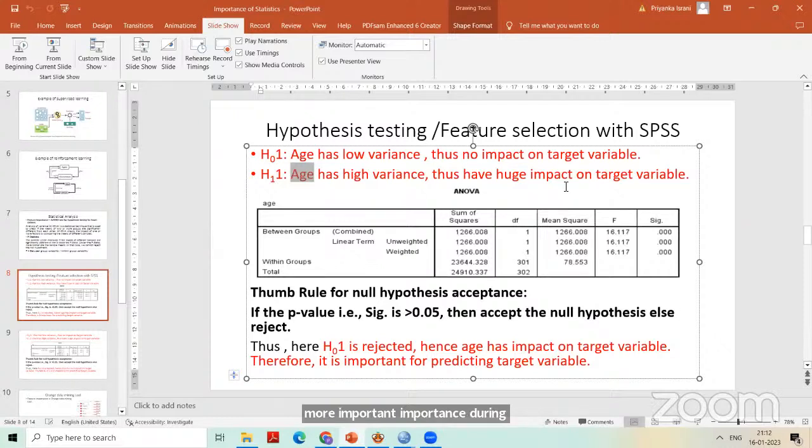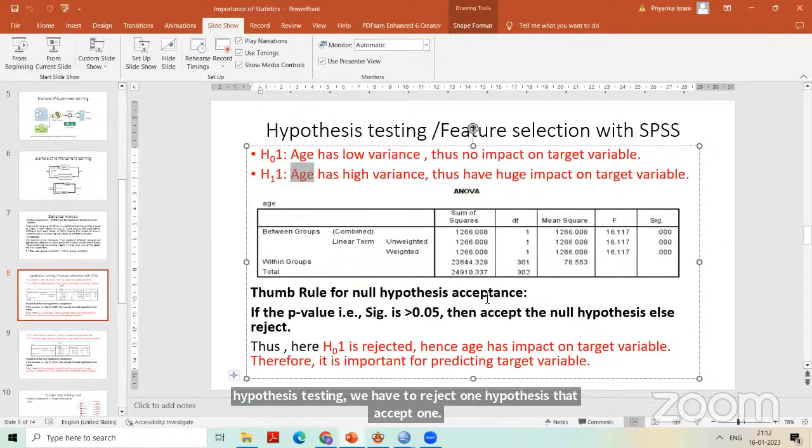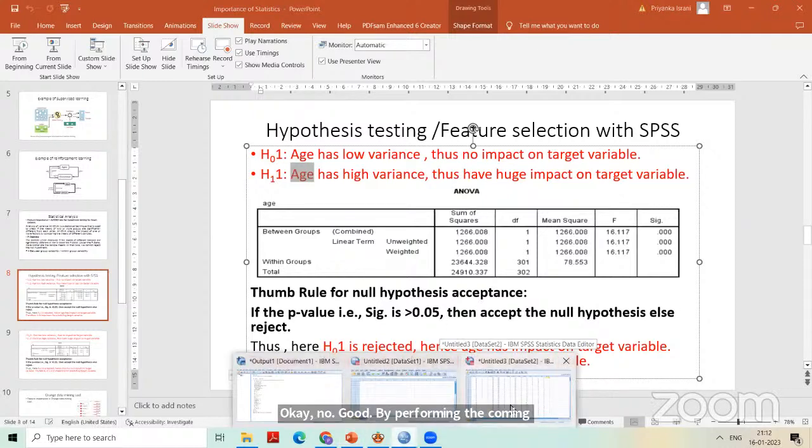Okay. Now, the ANOVA test is used as feature importance in machine learning algorithms, while it is also used for statistical analysis, in statistics for hypothesis testing. So we have two hypotheses. When we perform hypothesis testing, we have to reject one hypothesis and accept one. Now, coming back to SPSS.